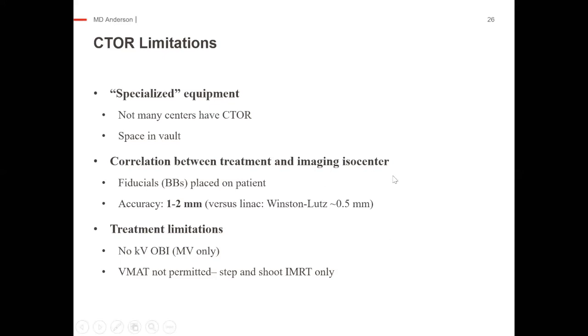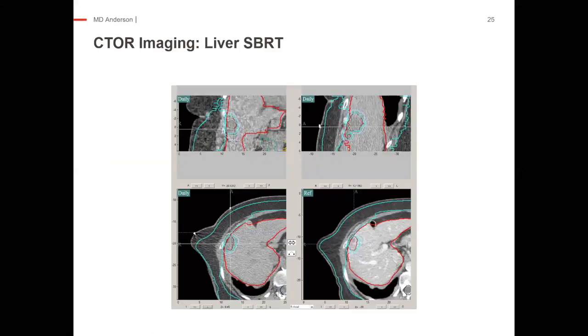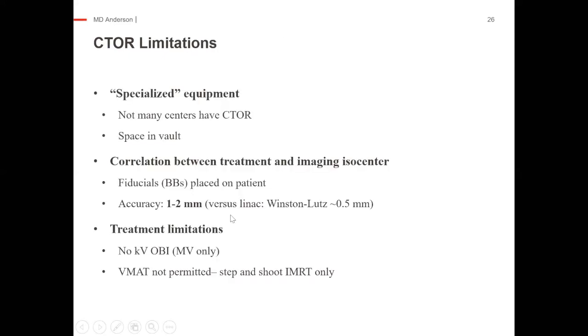We need to correlate the treatment and the imaging ISO centers, and this is actually at a cost of reduced localization accuracy. We place fiducials or BBs on the patient. So here you can see the BBs placed on the patient. And this is our ISO center. So this accuracy is on the order of 1 to 2 millimeters, versus for your LINAC, you have a Winston-Lutz accuracy between treatment and imaging ISO center of less than 1 millimeter, typically about 0.5.